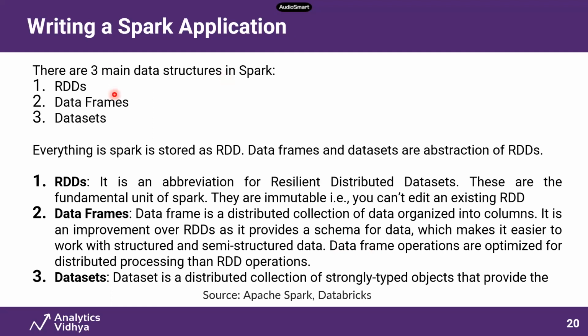So RDD is an abbreviation for resilient distributed dataset. These are the fundamental and the most initial unit of Spark. They are immutable. By immutable, what I mean is, once you have created an RDD, you won't be able to edit it. If you want to perform any operation on the RDD, you'll have to create a new RDD out of it, but it is immutable.